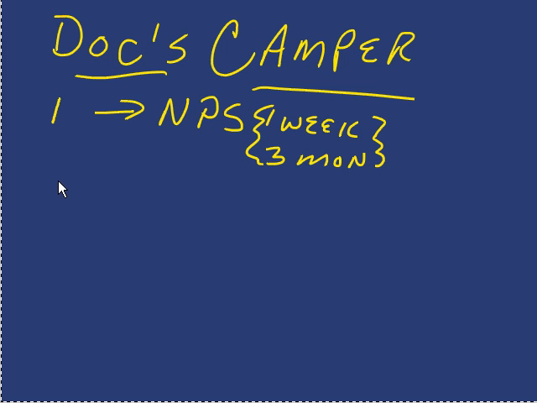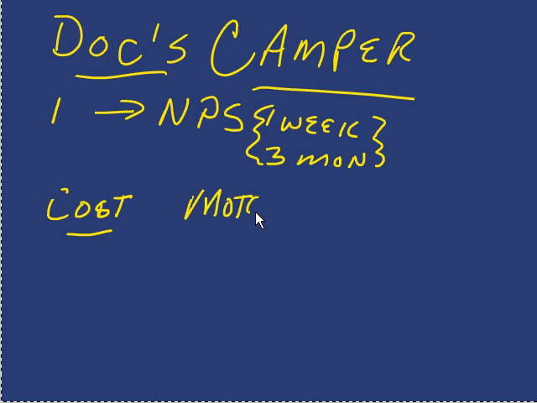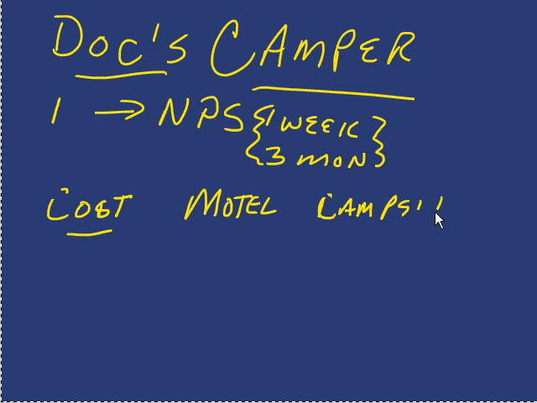So what we're looking at now is, here are our variables. How much is the cost of the camper? Okay. Then the second question we have to ask is, well, how much does a motel cost? Okay. And then the third one is, how much does a campsite cost? And then the fourth one is, how many days am I going to stay in the campsite?